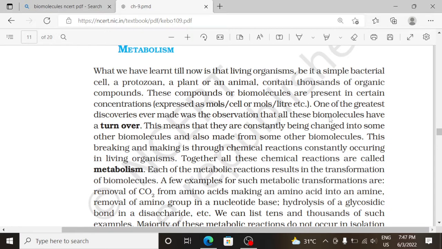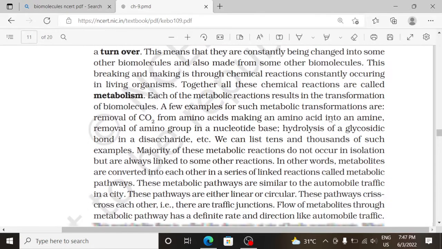This breaking and making is through chemical reactions constantly occurring in living organisms. Together, all these chemical reactions are called metabolism. Each of the metabolic reactions results in transformations of biomolecules. A few examples for such metabolic transformations are removal of carbon dioxide from amino acids, making an amino acid into an amine, removing an amino group in a nucleotide base, hydrolysis of a glycosidic bond in a disaccharide, etc. We can list tens and thousands of such examples.